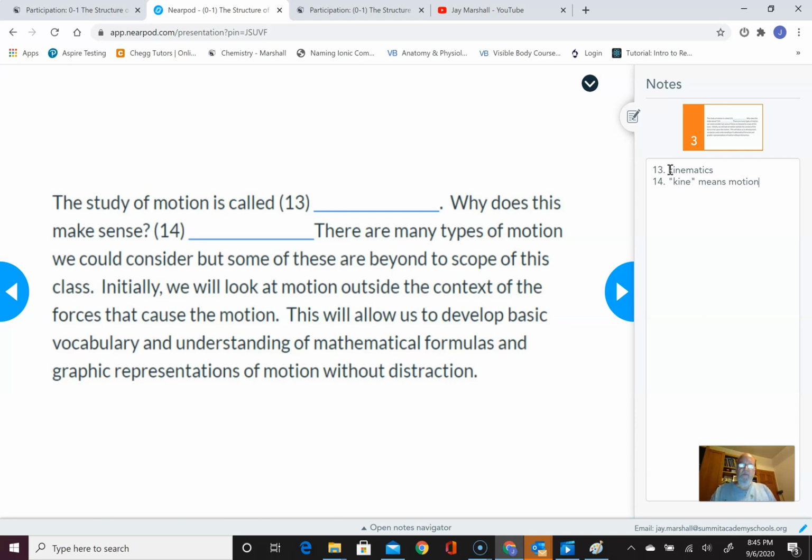We generally are going to study the things that are the easiest for us to understand first. And then once we have a handle on how to describe motion mathematically and in language and other ways, then we'll describe the relationship between forces and motion, okay? So this will allow us to develop basic vocab and understanding of the mathematical formulas and graphic representations of motion without the distraction of forces.